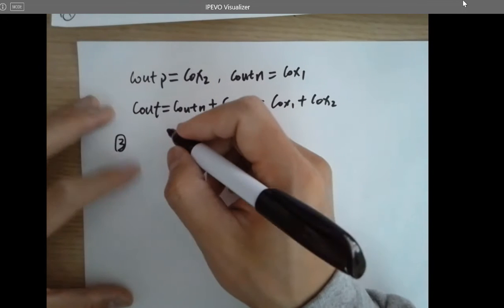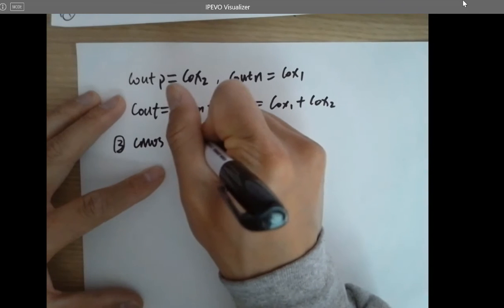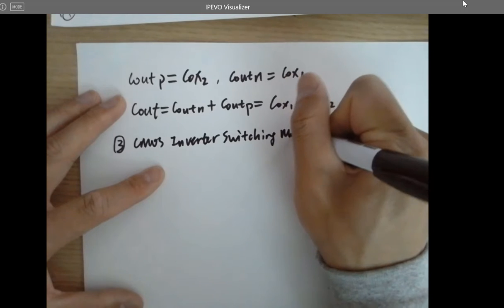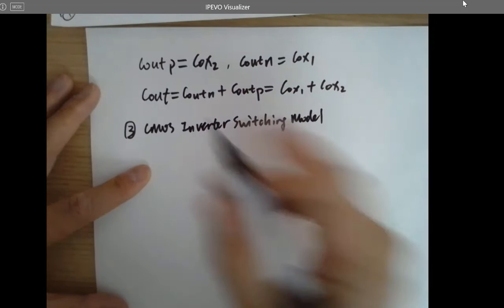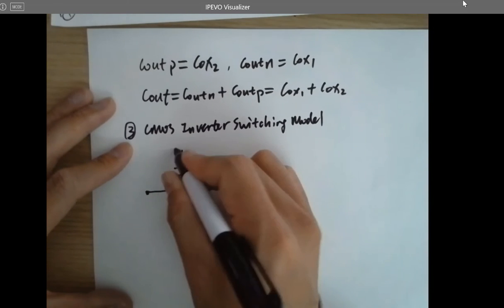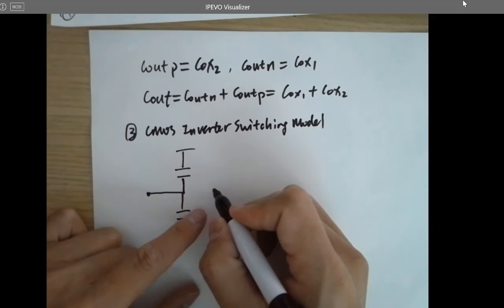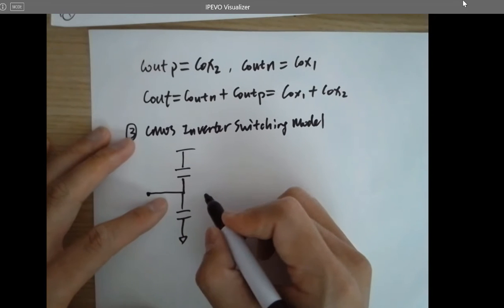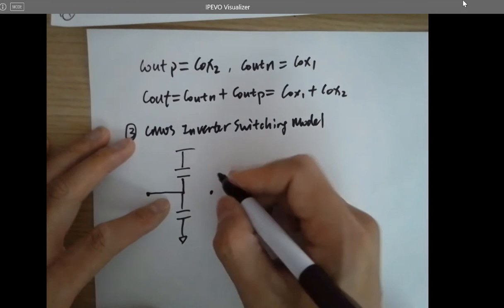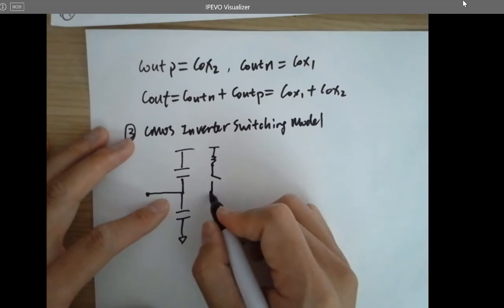And now let's look at the inverter switching model. Here's an input and two capacitors. Because the gate does not have any electrical connection, it's a dielectric material, it's oxide material. But you do have the channel resistance. And here's a switch.